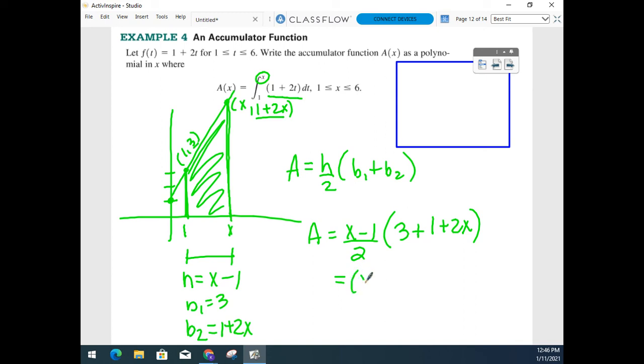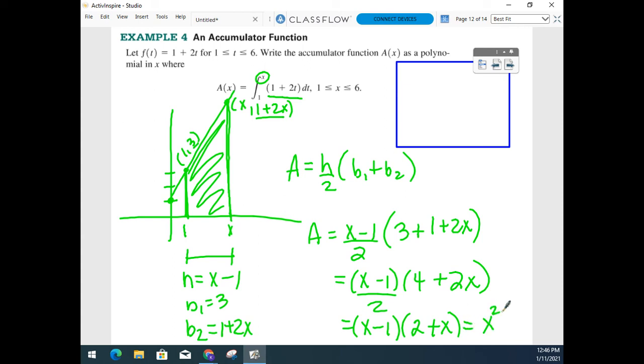Let's go ahead and I'm just going to do this. I can combine my like terms. I can see that I could factor out a 2 here and cancel this 2 out. And then I can distribute. And I'm just going to put it in descending order. So x times x squared, then I get negative 1x plus 2x is plus x minus 2. And that's what we call our accumulator function.